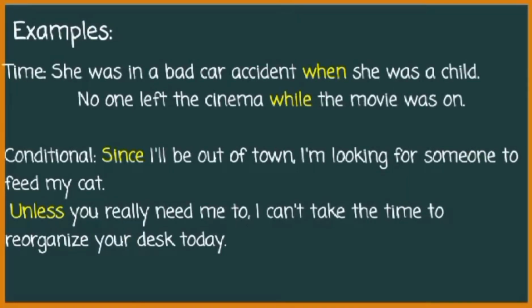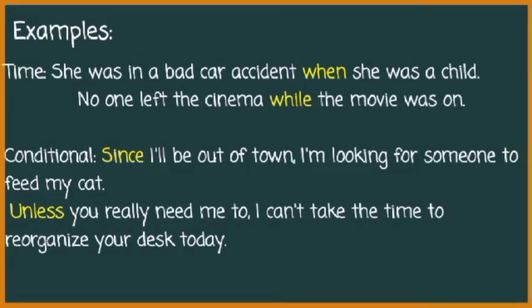So the words before, after, as, when, while, until, since are also conjunctions. They tell when something happens, so they are called conjunctions of time. For example, she was in a bad car accident when she was a child. No one left the cinema while the movie was on. So the conjunctions when and while indicate a conjunction of time.